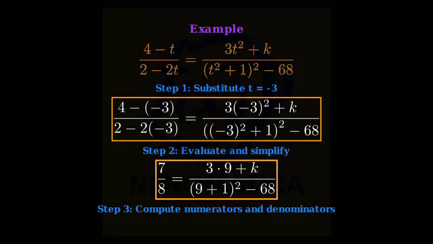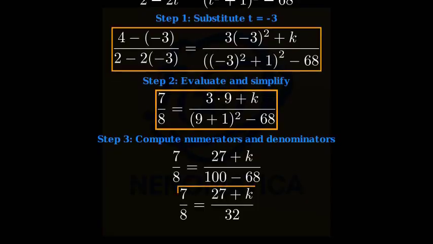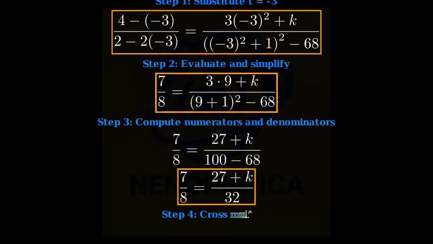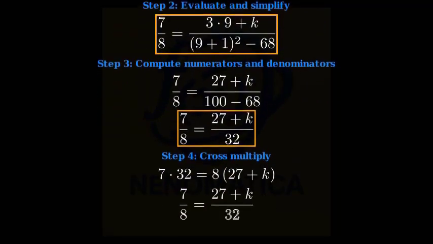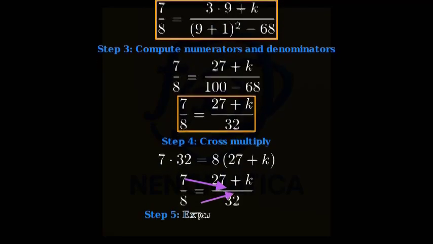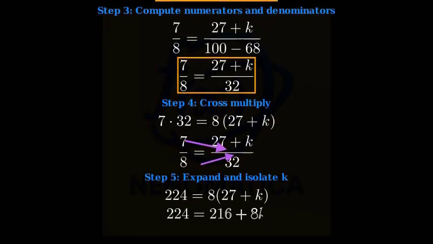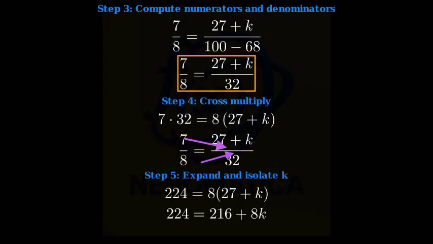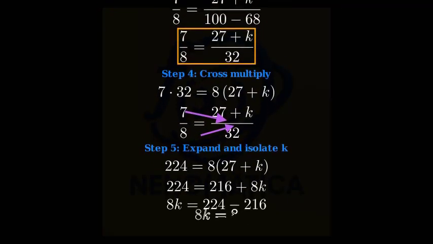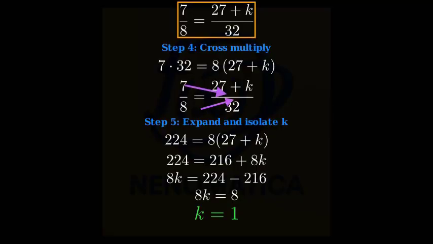Step 4. Cross multiply to clear the fractions. 7 times 32 equals 8 times the quantity 27 plus k. Step 5. Compute the products and solve for k. 7 times 32 is 224. Distribute the 8 to get 216 plus 8k. Move 216 to the left to isolate 8k. Divide by 8 to find k equals 1.